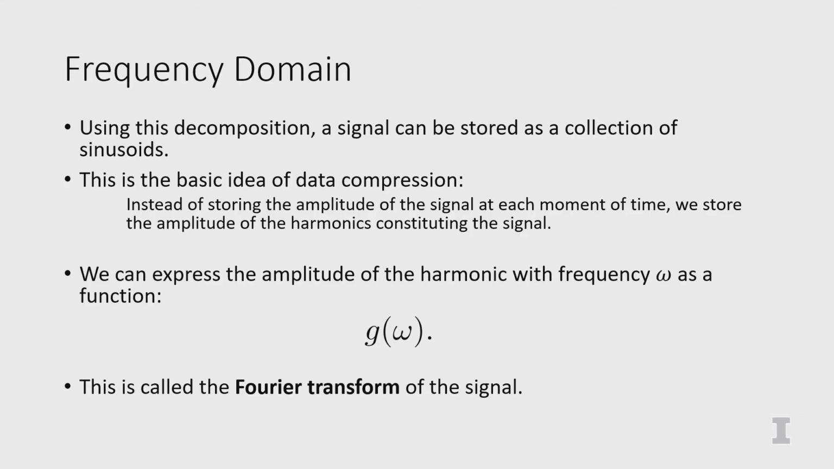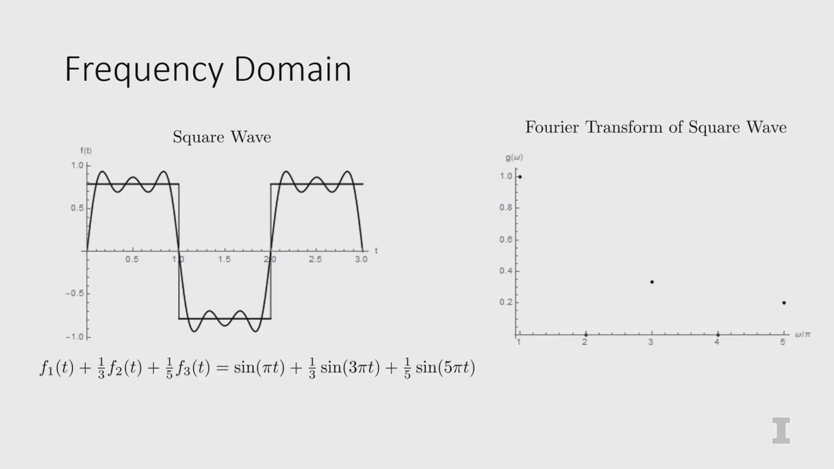Okay. And so then the idea is that we express the amplitude of the harmonic with frequency omega as a function. So what this function g of omega is doing is, for every harmonic frequency omega, it's going to give you the amplitude. And this is called the Fourier transform of the signal. Okay, so to our sine wave example, here's the Fourier transform.